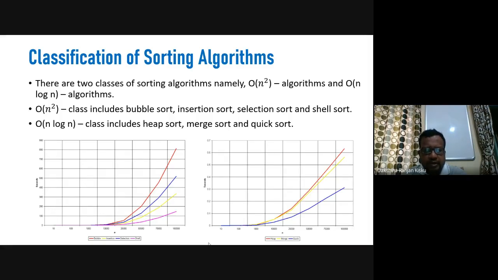If we study the order of n log n class algorithms, then we see that heap sort takes much more time than merge sort and quick sort on the same input. However, quick sort takes less time than heap sort and merge sort on the same input. So if we make this study on the same size of input, then we will see that bubble sort takes the most time among the algorithms in the order of n square class. On the other hand, in the n log n class algorithms, quick sort takes less time than heap sort and merge sort.